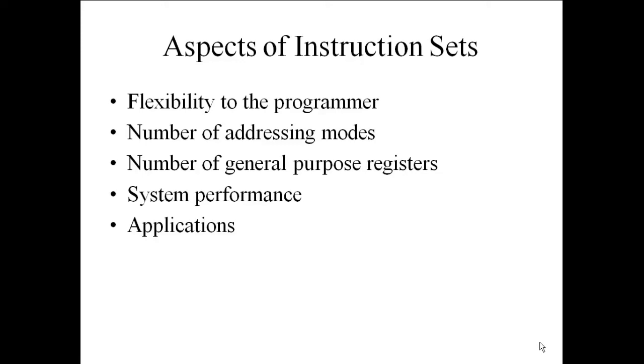System performance is the basic criterion when we develop a computer system. That means execution and efficiency all depend upon the criteria of the system. Then application: if there are a number of opportunities, those opportunities can support varieties of solutions. If the addressing modes are fewer and the number of general purpose registers is less, the system has a limitation. If a system supports varieties of addressing modes and more general purpose registers, the applicability of the system will be increased. So these are the aspects of the instruction set.